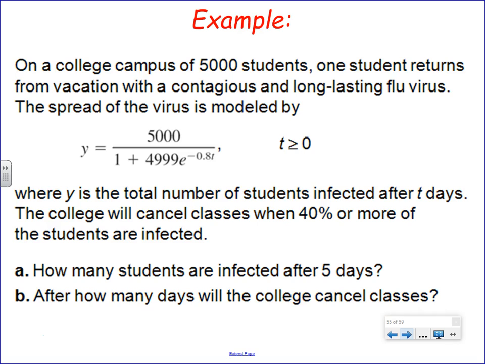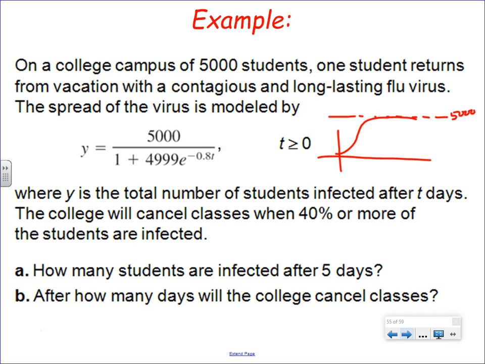Oh, man. This is one of those nasty logistic growthy ones. It's one of those nasty ones where you're going to have a little swoopy swoop, and the little swoopy swoop is going to start down here, and it's going to grow really fast, and it's going to taper off at a horizontal asymptote of 5,000. What's going on? A college campus of 5,000 kids. One student returns from vacation with a contagious and long-lasting flu virus. Really happens. Oh, college, yay.